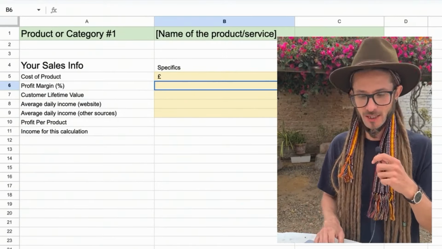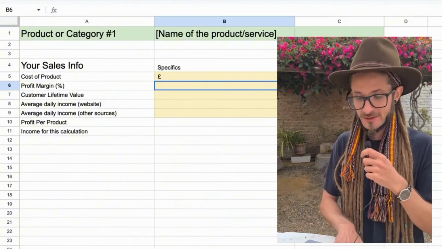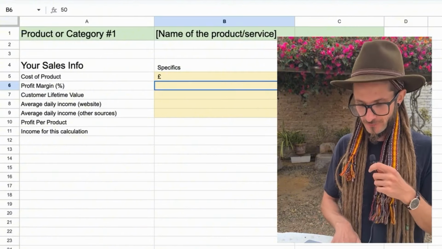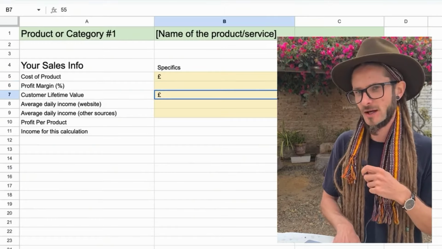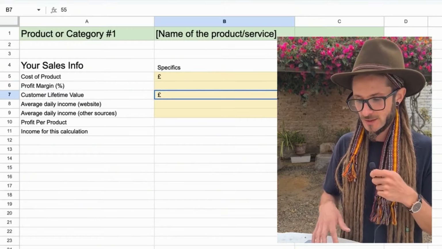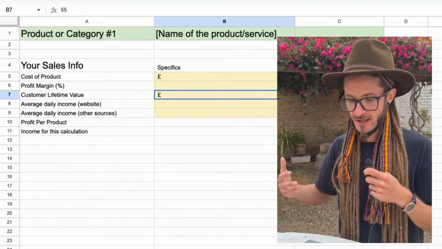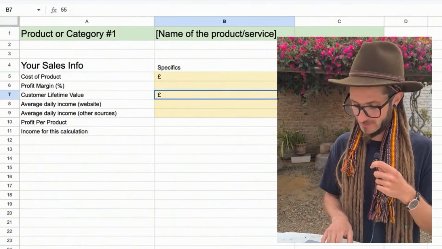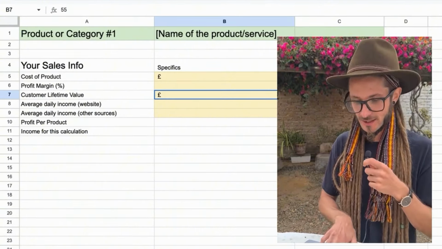The next is the profit margin, so I'm going to put around 50% for this. This could be anything, whatever the business is looking at for each product. For the customer lifetime value, in this example, I'm going to put £55. So they come in and spend £9.99, but over the course of their lifetime, on average, they might spend £55 for the business. So that's the number that we actually need to look at.